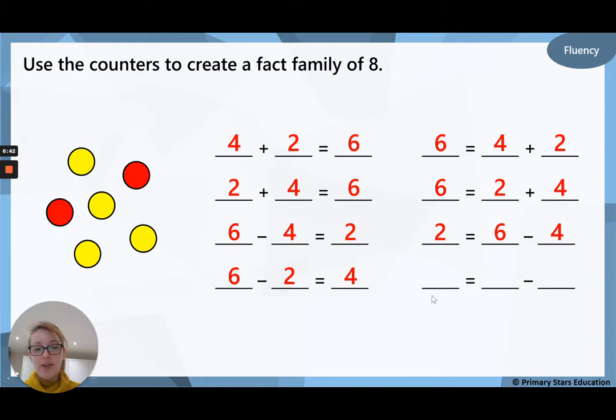So now let's have a look at the bottom one. This side we've got 6 take away 2 is equal to 4. So here we will have a little think. And let's have a look at the answer.